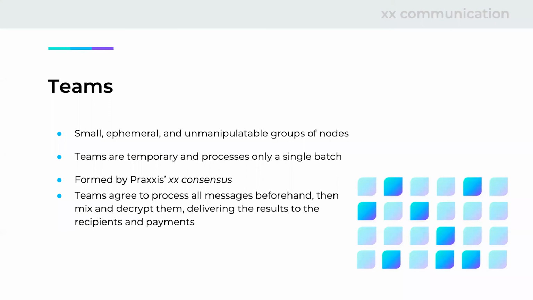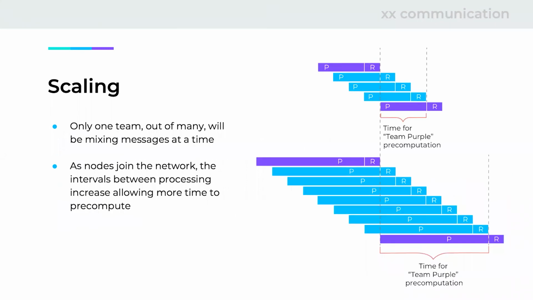Now, how do these teams actually work? On the next slide, we've got an example of how these actually scale. In this description, I've taken some liberties, in that we're describing the same team over and over again, and we'll back out that description once the general idea of how this scales has been expressed. In the first example, there are four teams. The first team that goes, we're going to call the purple team. Once it finishes the real time, it's scheduled to go four slots later. So it has the amount of time that it takes for four teams to do a real time to prepare its pre-computation.